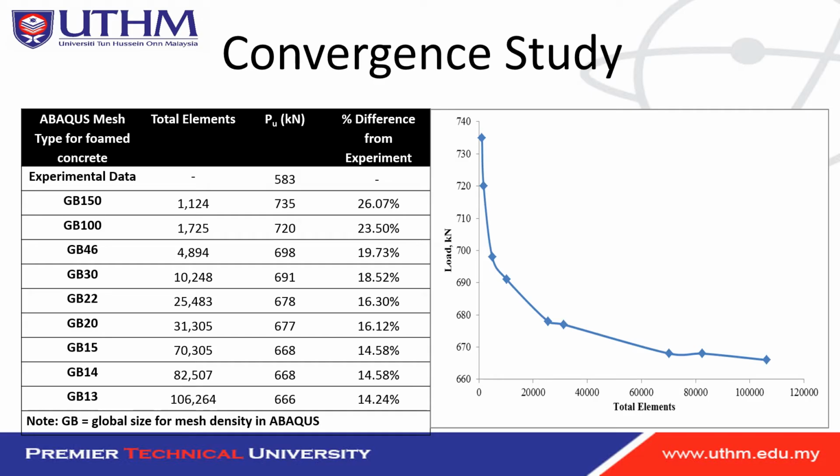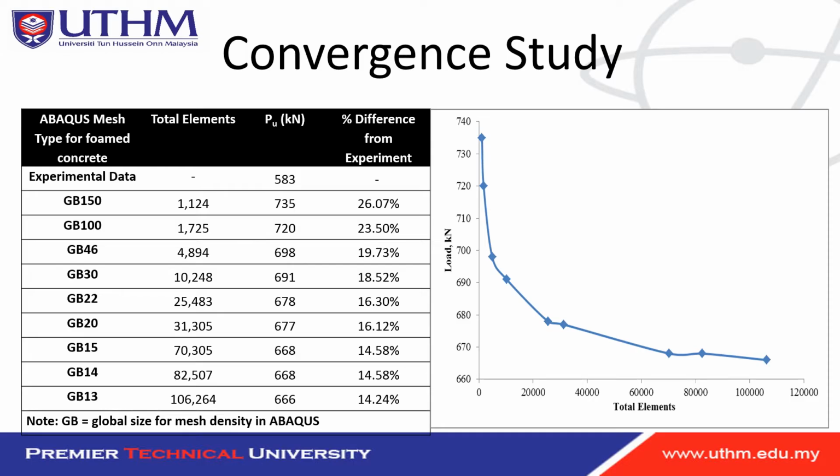Here I have an example simulation for a wall panel. You can see that the experimental data is 583 kilonewtons for the ultimate load. Then we have various sizes from the Abaqus mesh study, from GB 150 to GB 13. The higher the number of GB, the coarser the mesh, and the lower the number of GB, the finer the mesh.